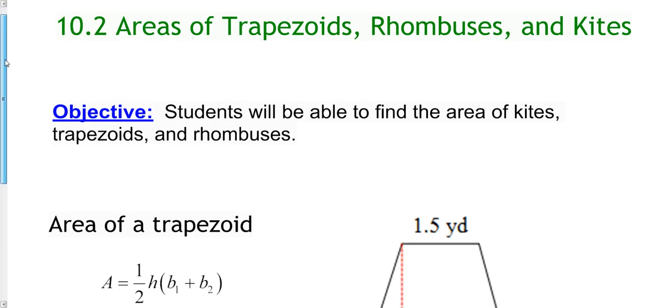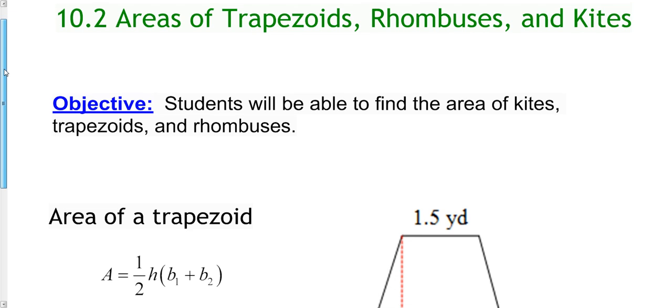Okay, so 10.2. 10.2 talks about trapezoids, rhombuses, and kites. So we want to be able to find the area of kites, trapezoids, and rhombuses. They're really just made up of triangles and rectangles for the most part. I mean, I could be wrong. There could be some situations where they're not, but you could break all of these things into triangles and rectangles for the most part. So basically, we want to be able to find those areas.